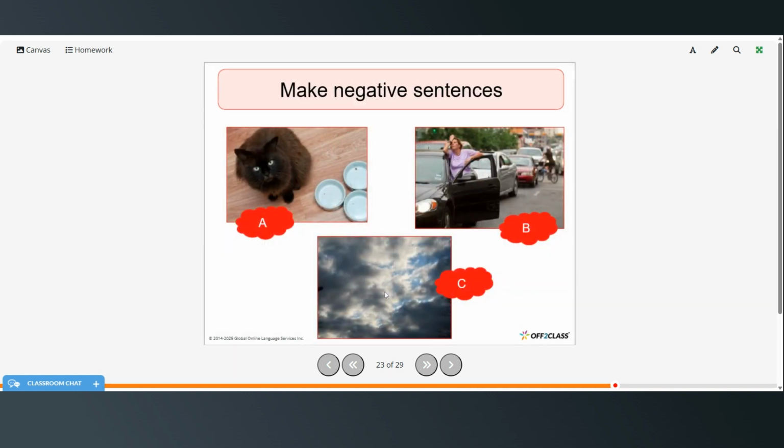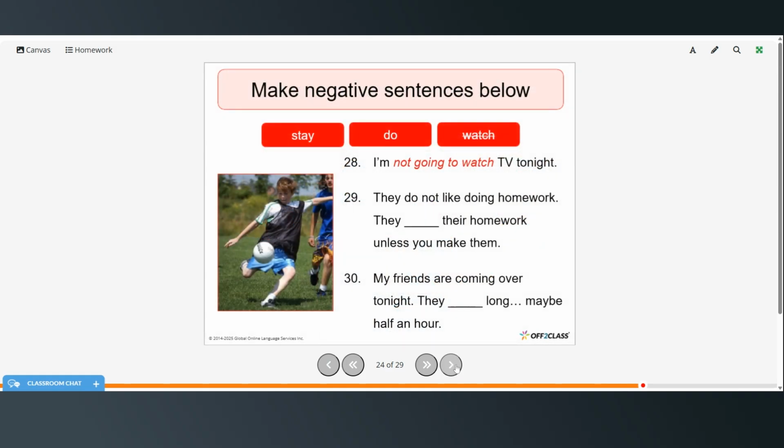All right, so now see if you can make some negative sentences about these pictures. Now make negative sentences below. The first one is done for you. I'm not going to watch TV tonight. Try the others on your own and then restart when you're ready to check your answers. They do not like doing homework. They are not going to do their homework unless you make them.